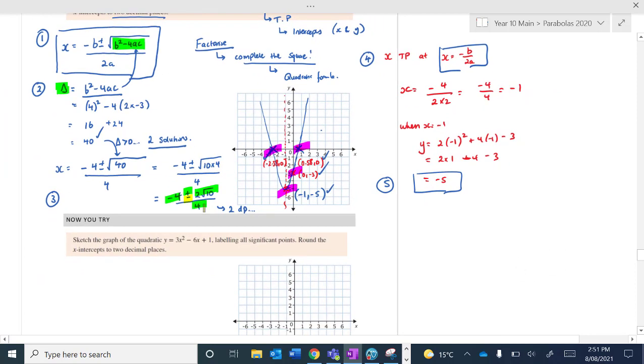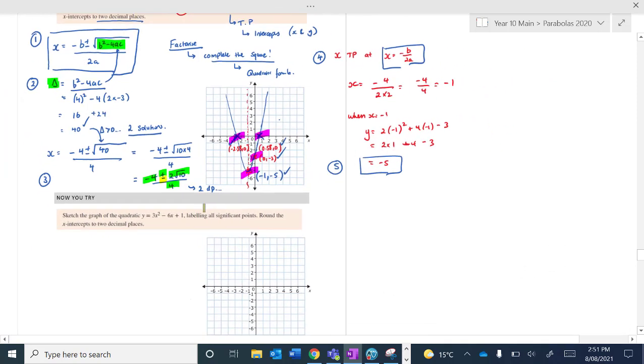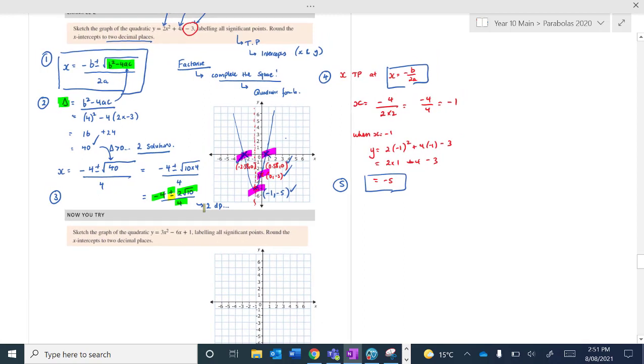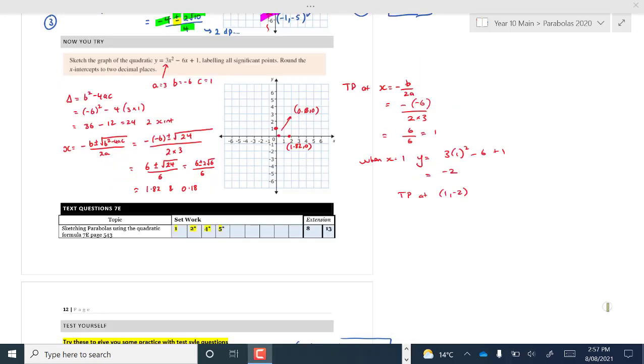Okay, now I'm going to leave that up there. Hopefully you can have a go at this next one. Pause it now, give it a shot, see how close you get, and I'm going to reveal my answers shortly.